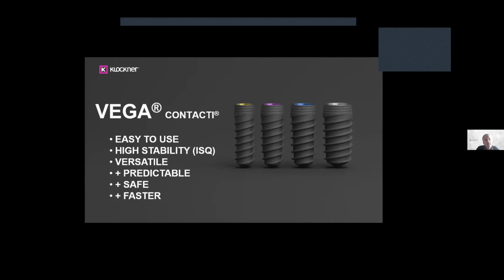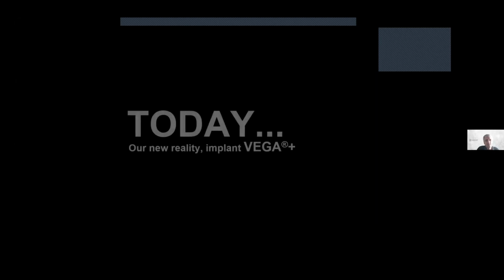Okay, so with Vega Contacti, what we know is the ease of using it, the same as we did without it. We have a very high stability due to the design, not to the surface, but it's predictable, safer, and faster. So we can use it always, but mandatory when we have those patients with bone healing complications, like diabetes, for example. Today, what we have done is create a new kind of implants, a self-tapping implant with a higher primary stability due to its design. And I will try to explain it a little bit with some designs and some videos, okay?